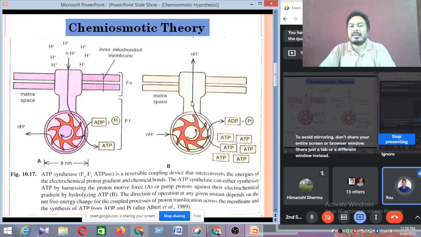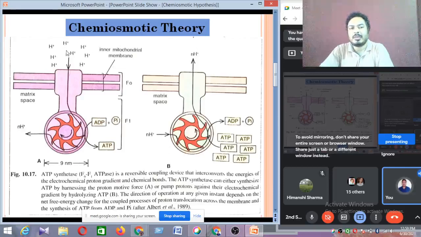And there is another concept. Sometimes the H plus molecule reverts back to the inner membrane space. When this H plus molecule reverts back, it breaks this particular formation. The ATP molecule breaks, again forming ADP plus Pi, and they release the H plus to the outside again.